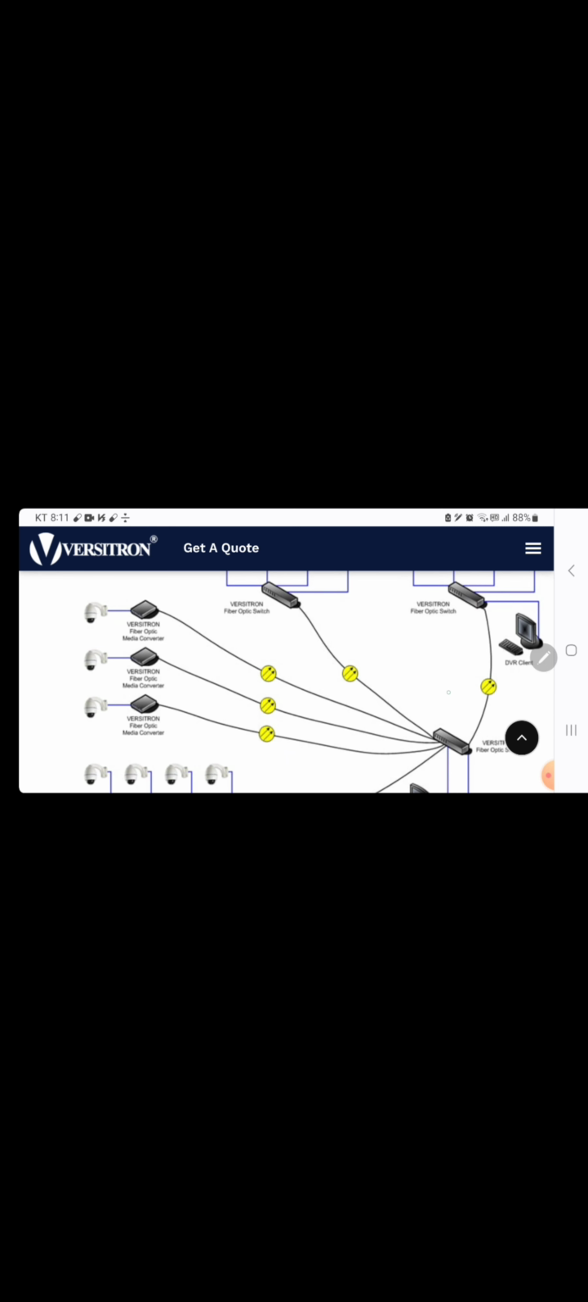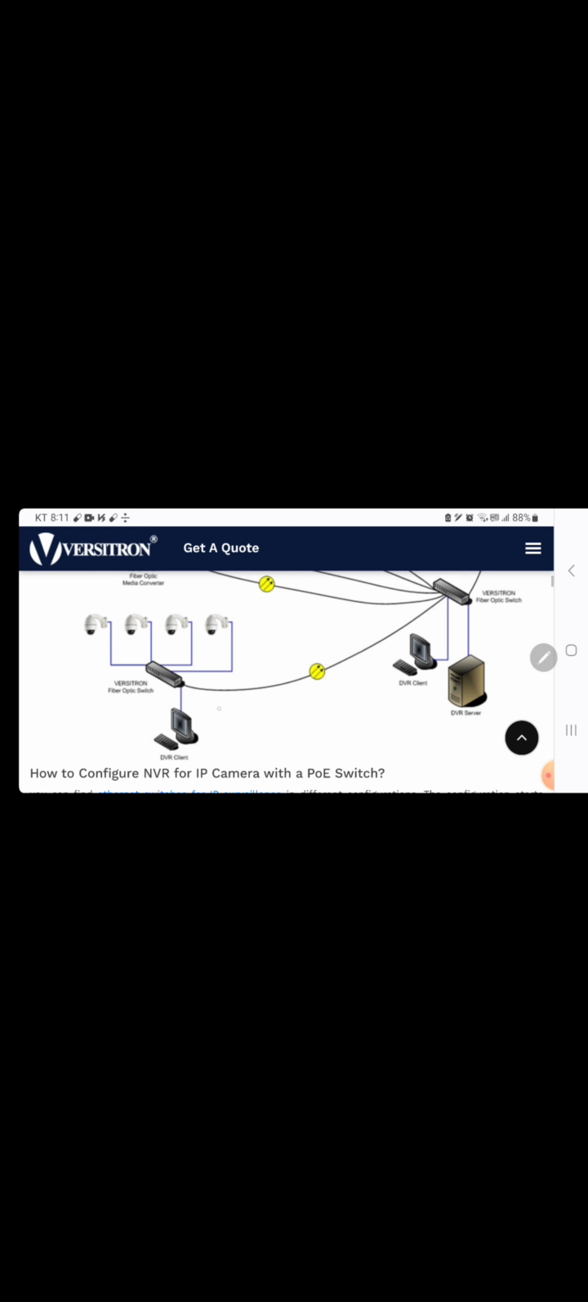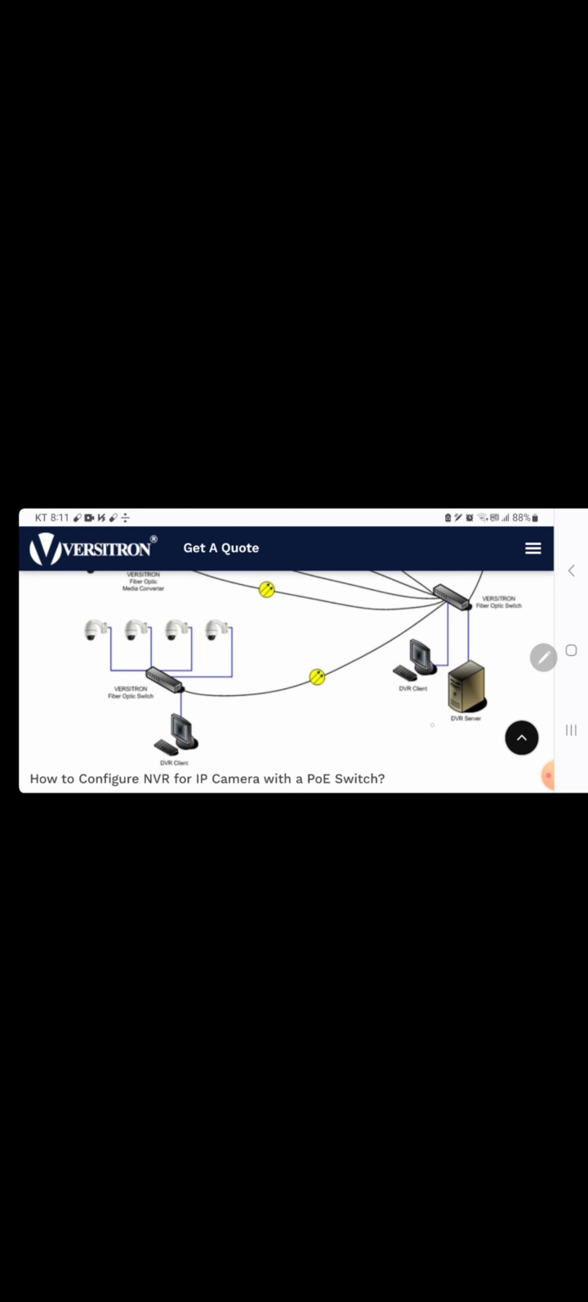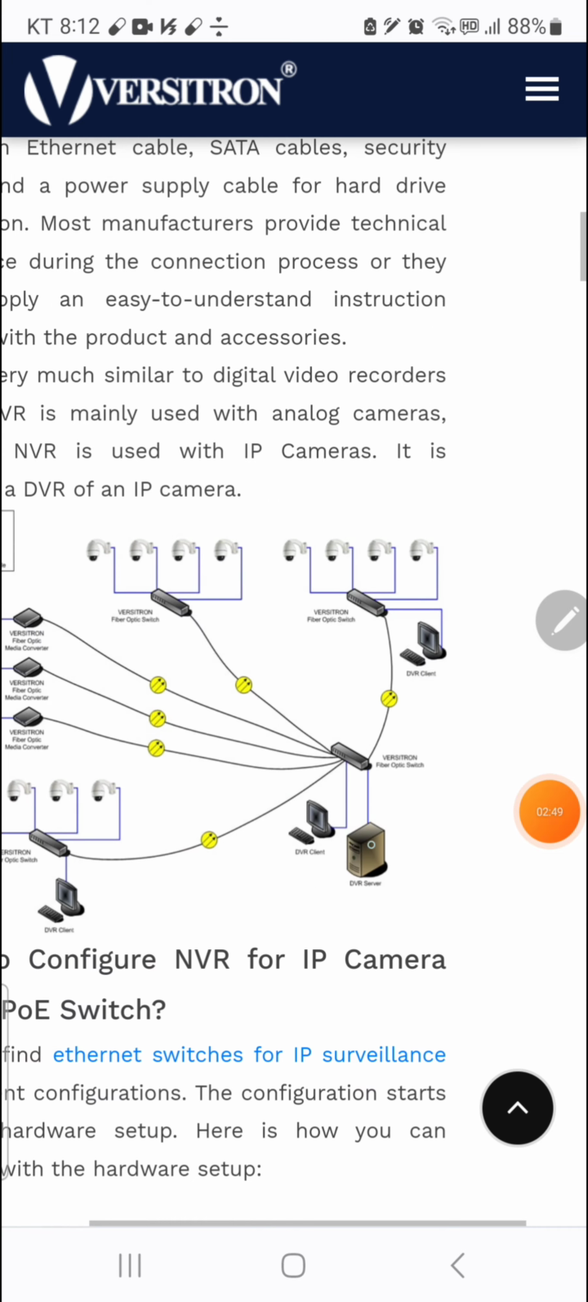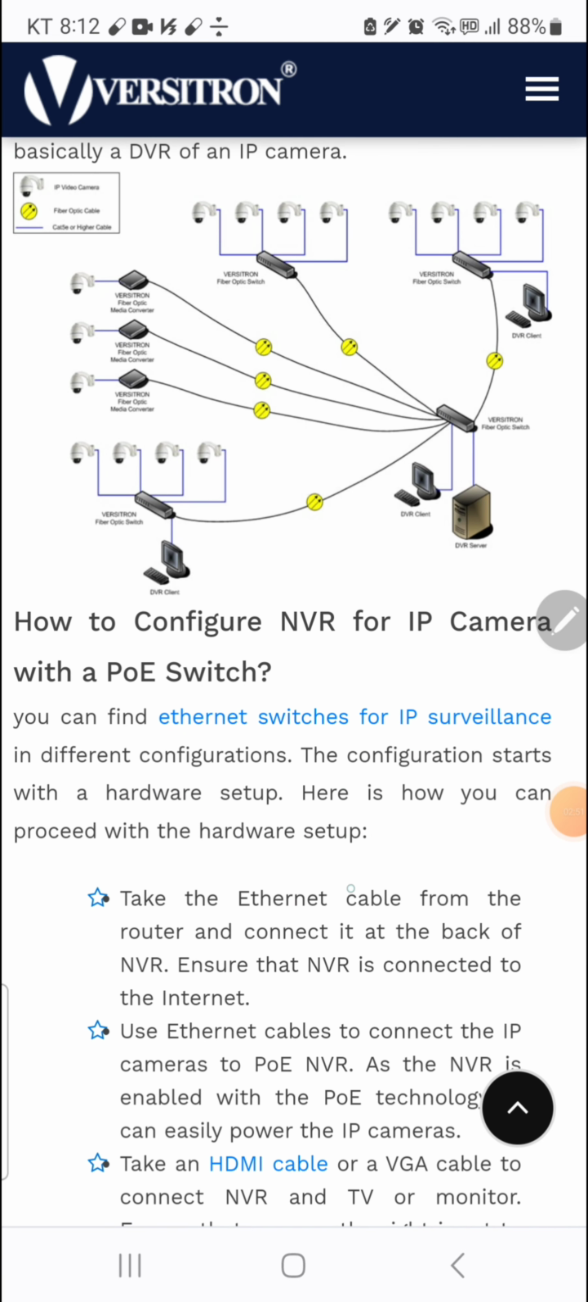Yep, DVR client. Okay, so a DVR client can be connected to a DVR server, and there is also a DVR client here. Once you are connected to this network, you can have access to the DVR server, right? So that's quite a basic configuration for the DVR.